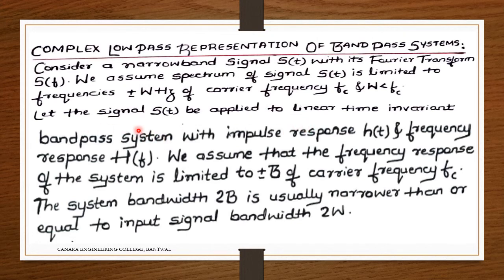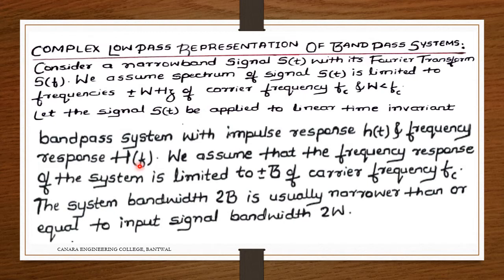Now let the signal s of t be applied to a linear time invariant bandpass system, which has an impulse response h of t and a frequency response H of f. We know the impulse response characterizes the system in the time domain. When you represent it in the frequency domain, we consider the frequency response, and we denote it by capital H of f.